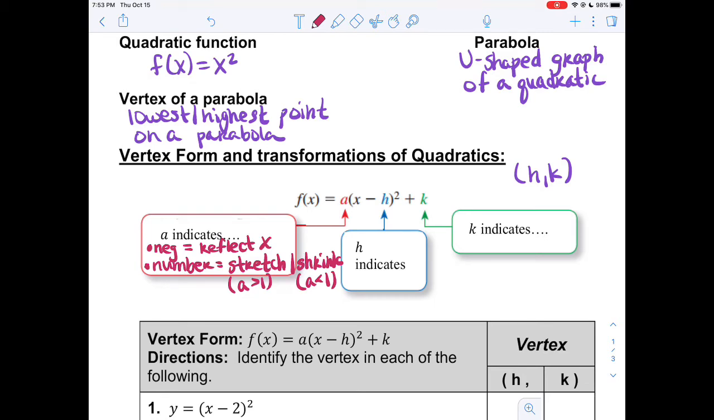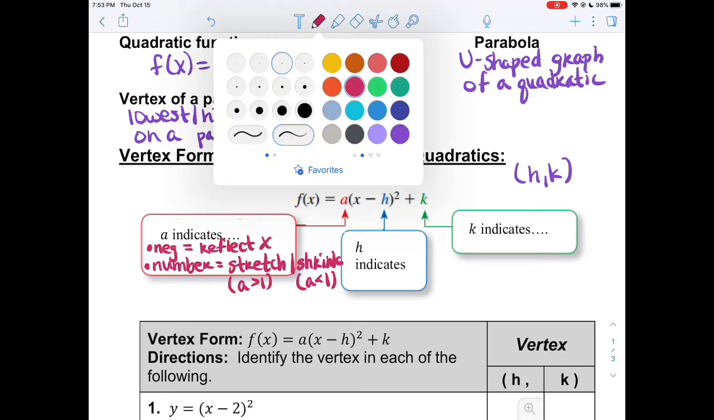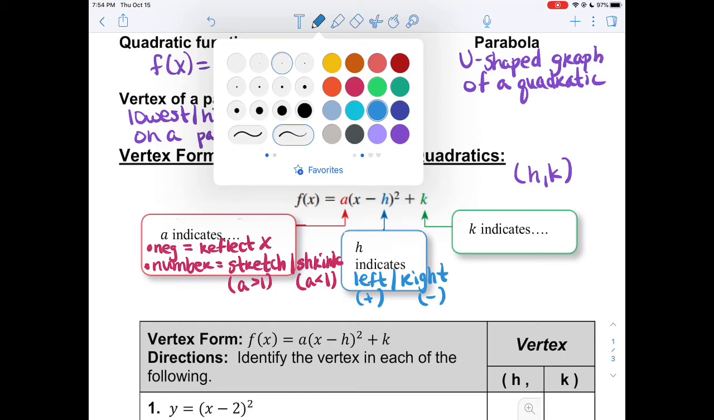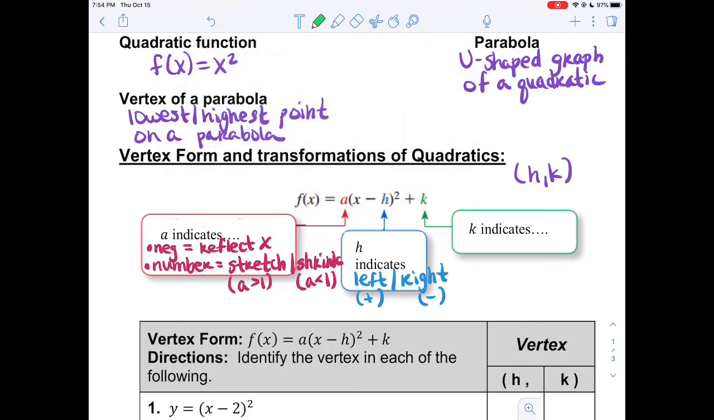Moving on to the inside of the parentheses, the h value could indicate either a left or a right translation. Left if you see a positive number, and right if you see a negative number. Remember, that horizontal is inside and opposite. And then finally, k, if there's a number tacked onto the back side, that's a transformation up or down. Up if you see positive, and down if you see a negative.